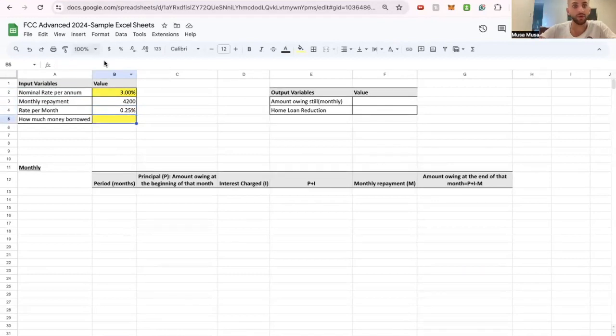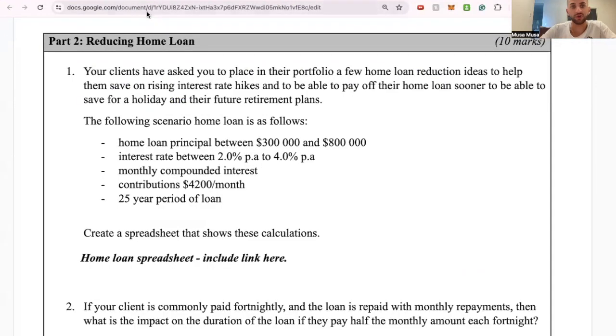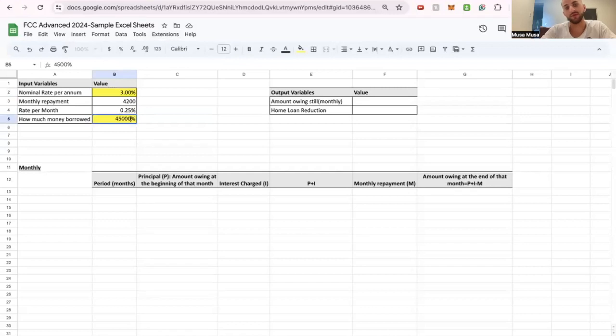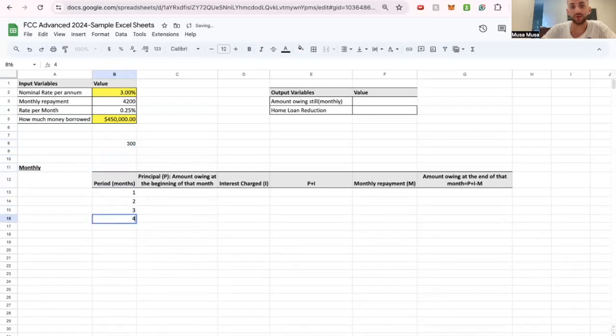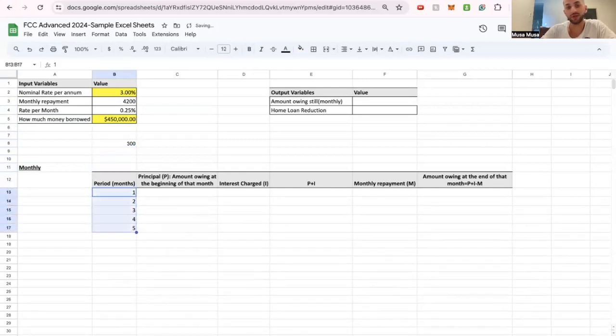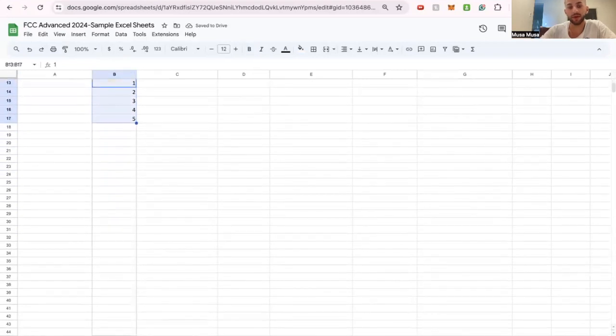Then how much money did they borrow? Well, we have to borrow somewhere between 300 and 800K, so choose whatever you want. 450,000. Nice. So we're not trying to find out when we pay off the loan. We're just trying to see what's happened in the first 25 years. If it's the first 25 years and we're looking at this on a month-to-month basis, 25 times 12 is 300. So we know we have to go 1, 2, 3, 4, 5, all the way to 300 to see what's happening to the loan in that time. So let's just drag this out.